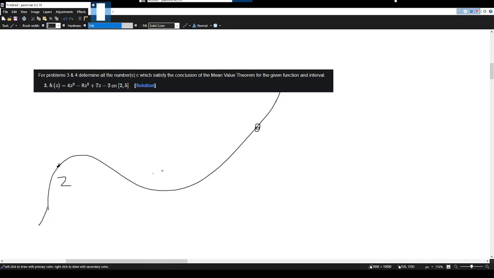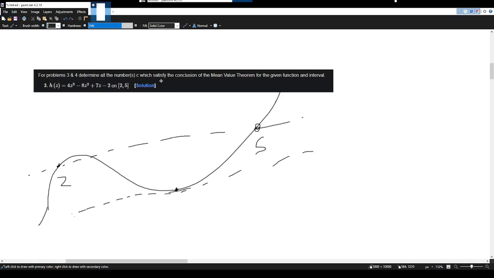So let's say this is 2, let's say this is 5, and remember these are the x values. Whatever this line is, we're trying to find the point where the tangent slope at that point is the same as this line. It's parallel. So this sketch isn't accurate to the actual function, I don't think, but if it was, it'd be about right there. And that's what we're trying to find.